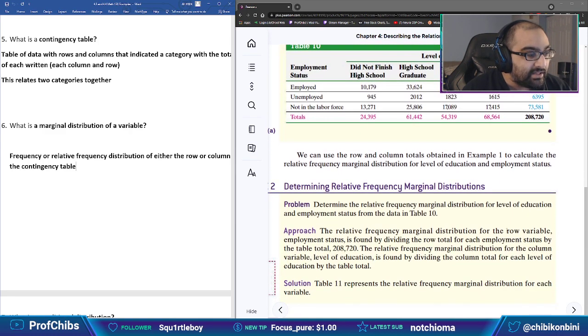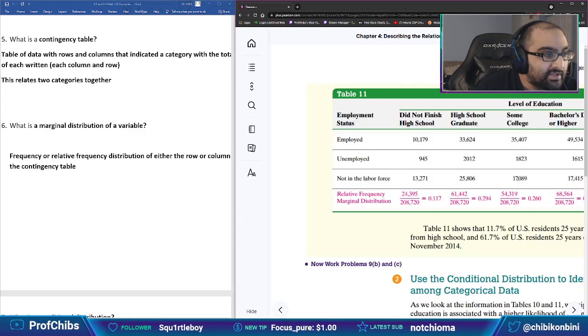However, for a relative frequency, remember that when we talked about relative frequency quite a while ago, way back in chapter 2 or chapter 3, it takes the frequency, for example the 10,179 here, and we divide it by however many people are in that category. So for example, 10,179 divided by 24,395 would be the marginal distribution. We have an example here that we're going to show on screen.